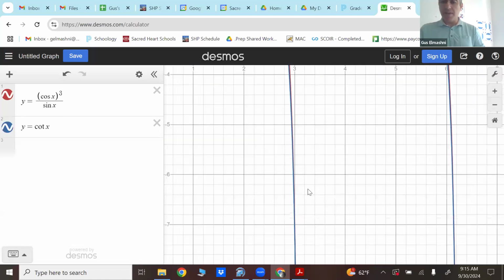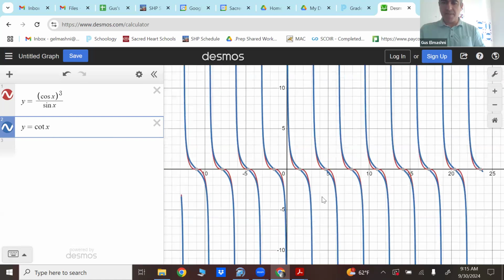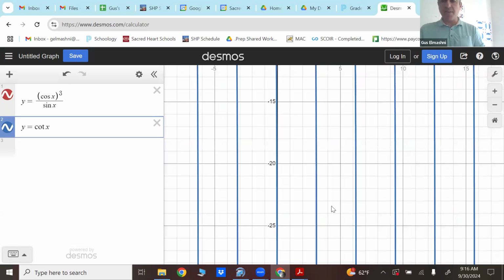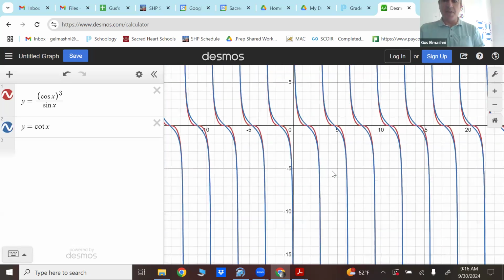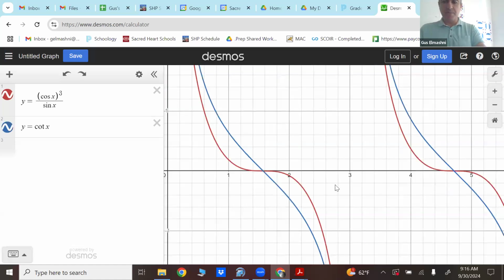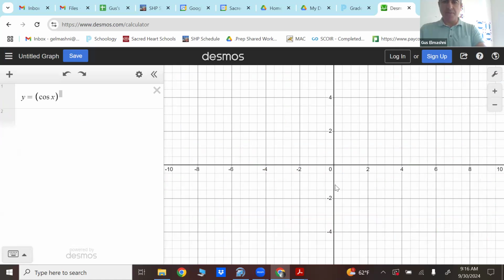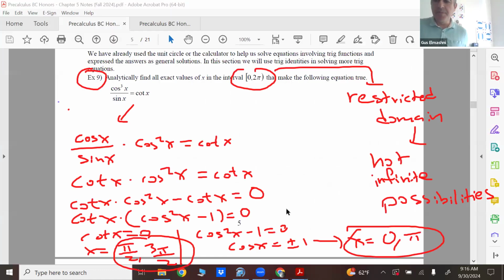And hard to tell, but it should be at pi. Trust me, they do intersect there. So, no, not pi. I meant to say, yeah, right. My apologies. Hold on. Undo. My bad. There we go.